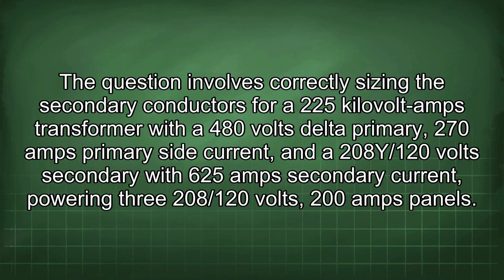The question involves correctly sizing the secondary conductors for a 225 kVA transformer with a 480 volt delta primary, 270 amps primary side current, and a 208Y/120 volt secondary with 625 amps secondary current powering three 208/120 volt, 200 amp panels.